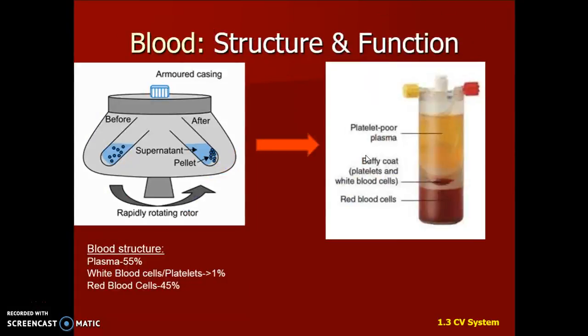Right, the next slide looks at the structure and the function of blood. And as you can see, this is the makeup of blood. The blood is made up of roughly about 50% of this straw-like coloured plasma. And plasma is basically 90 to 92% water.